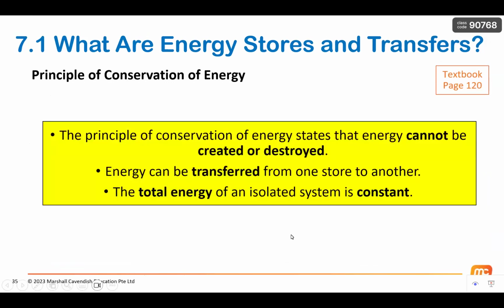Okay, so it comes to the principle of conservation of energy, which states that energy cannot be created or destroyed, but it can be transferred from one store to another, and the total energy of an isolated system remains constant. Okay, the word system must be present because we don't say that total energy remains constant, but total energy of the system remains constant. With regards to what is a system, it can be anything. It can be just one object, or the object and the surroundings can also be a system. It depends on what you define as the system.